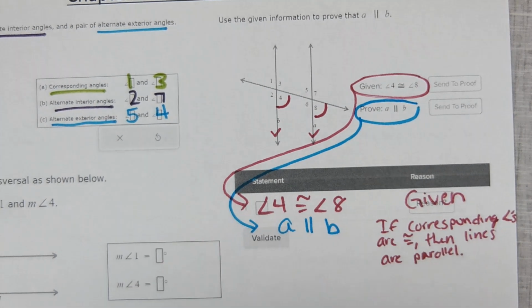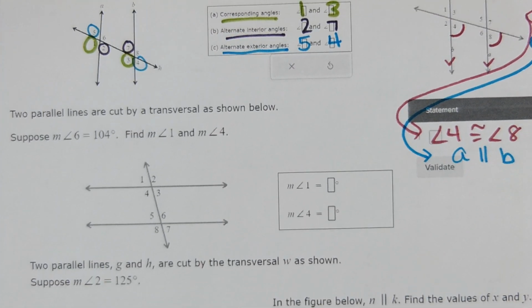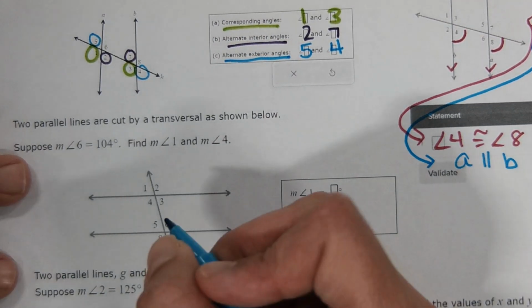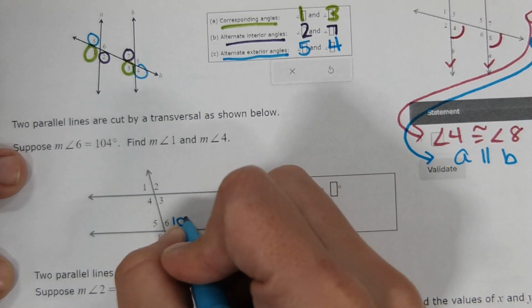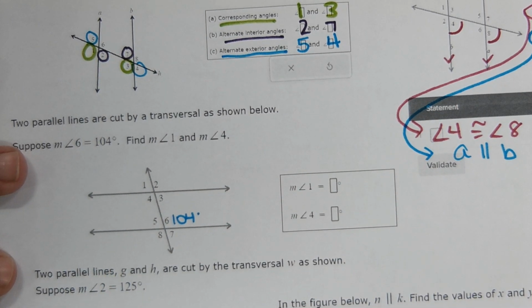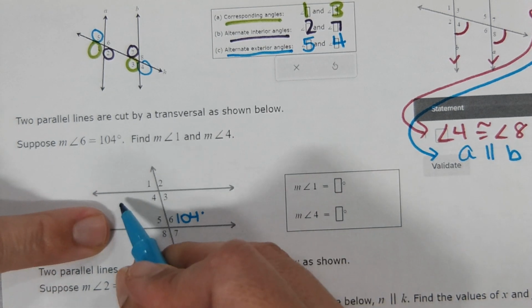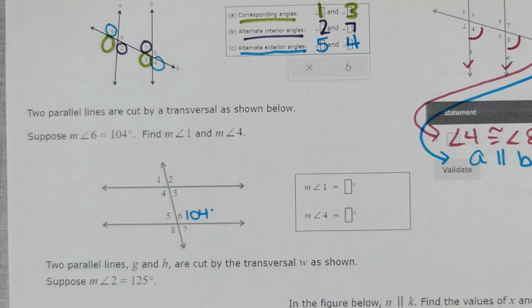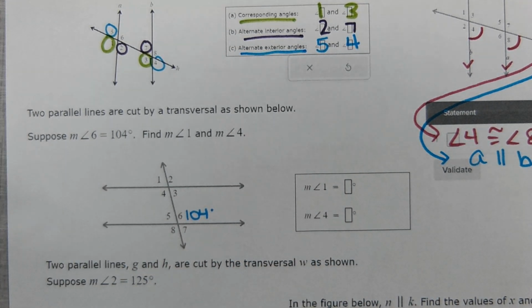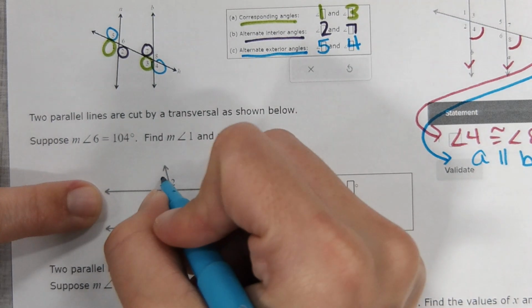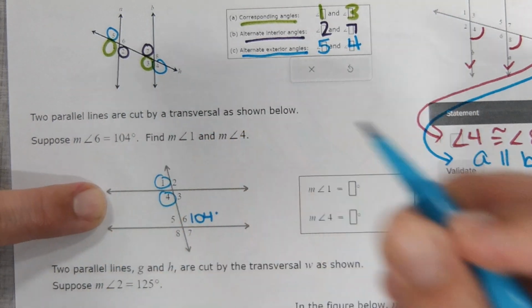Okay, then over here, it says, suppose that the measure of angle 6 is 104 degrees. So I'll label that there. What's helpful too, because you're going to be doing it on a computer, is sometimes to sketch it out on a piece of paper so you can label it. And then it says find the measure of angle 1 and angle 4 here.